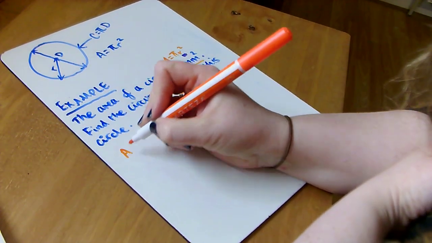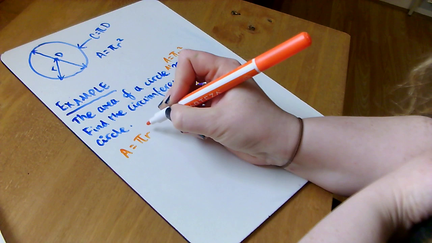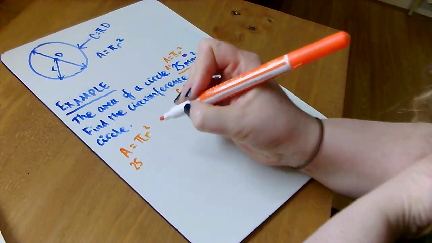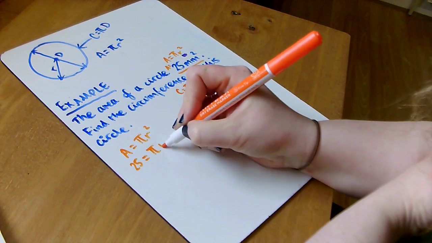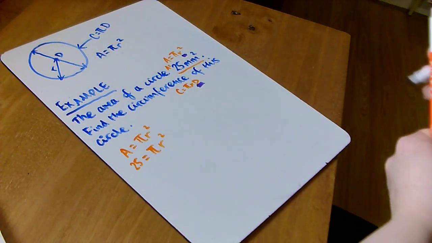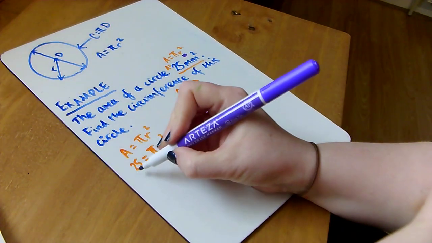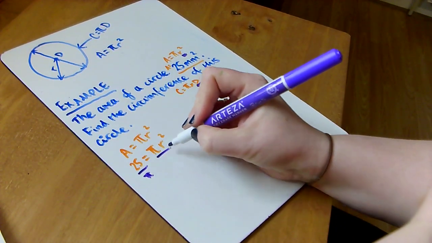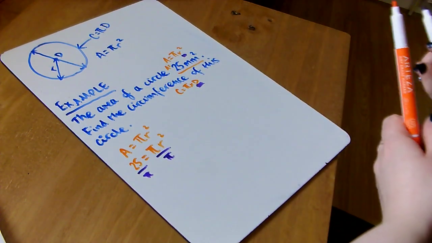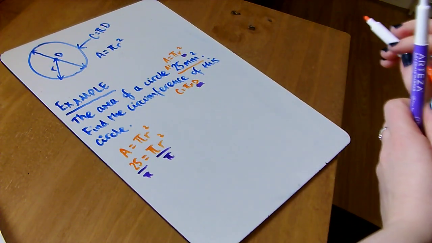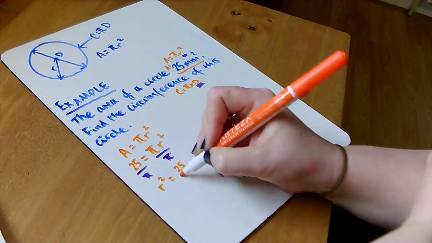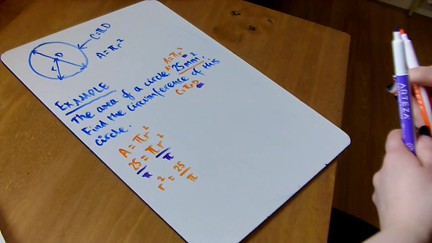I know that the area of the circle is pi r squared, but I've already got the information here that the area is 25. Now, I need the radius on its own. The radius is being multiplied by pi, so I need to divide throughout by pi. So that means that the radius squared is 25 over pi.